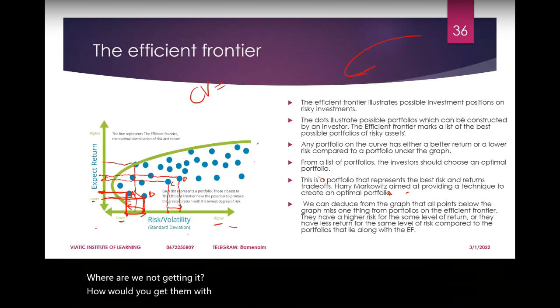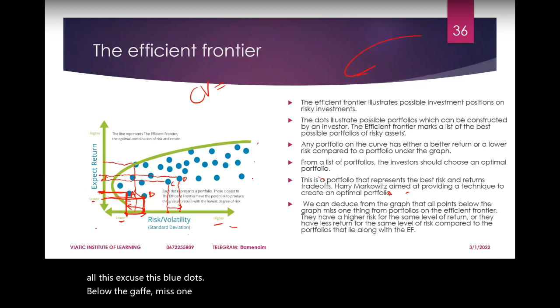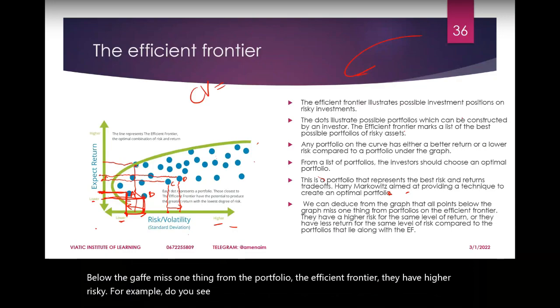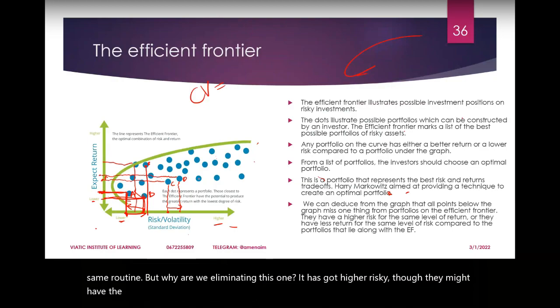We are saying all points below, these blue dots below the graph, miss one thing from the portfolio of the efficient frontier. They have higher risk. For example, do you see this one? We want to compare our best option here. Let's compare it with this one. They just have almost the same return. But why are we eliminating this one? It has got a higher risk. Though they might have the same or almost the same return, it has got a higher risk. So we're saying they have higher risk for the same level of return.